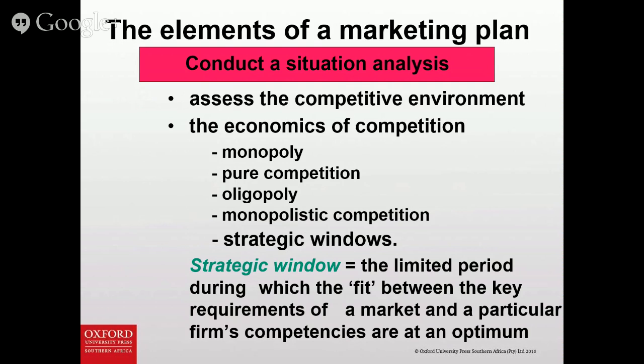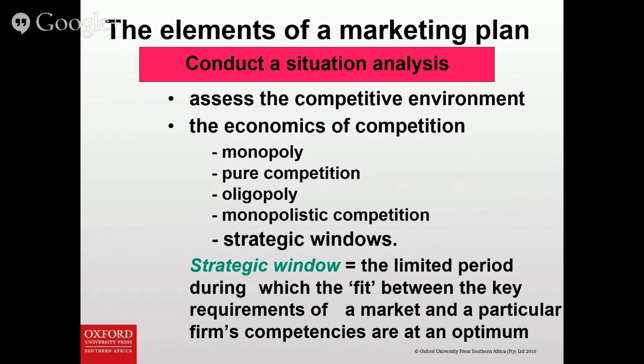Monopolistic competition is when oligopolies do not act together and they actually compete with one another. So there is some form of that. Our banks in South Africa, we have the top 4 banks, they act in a sort of monopolistic competition. All right. And then we have something called strategic window.